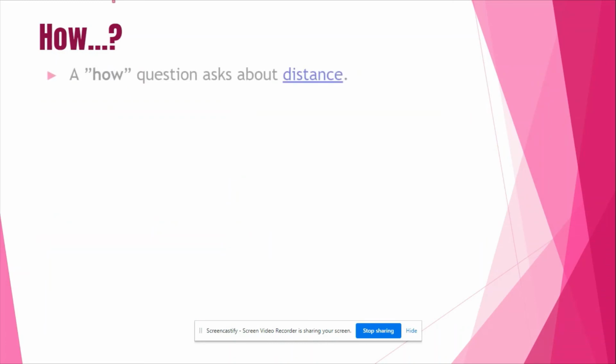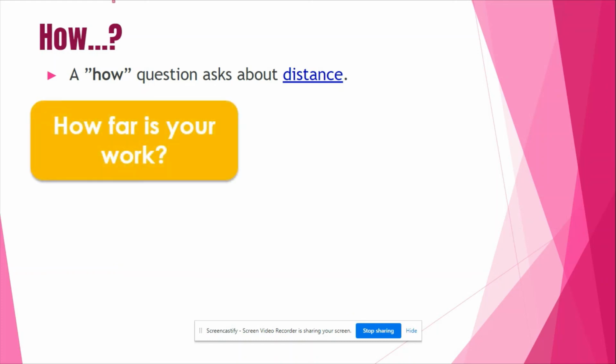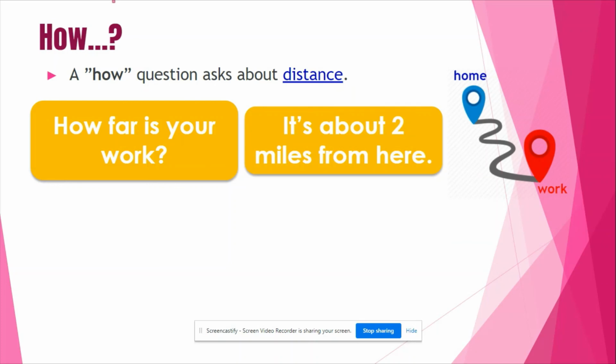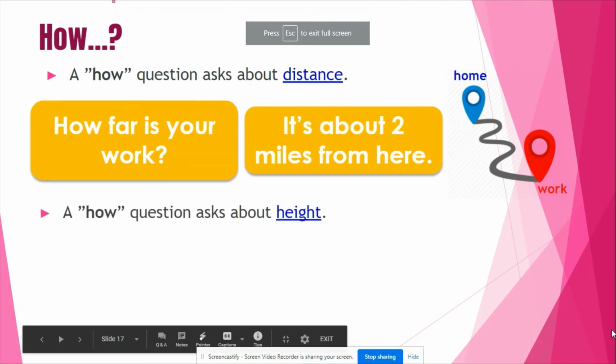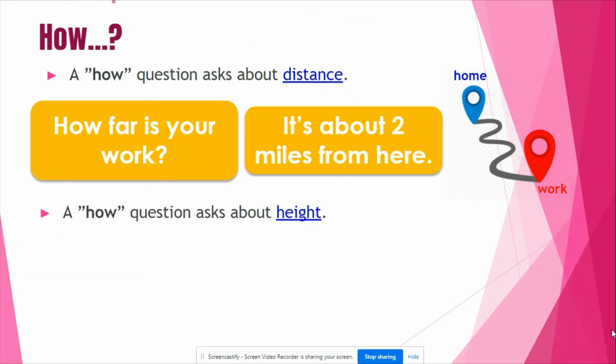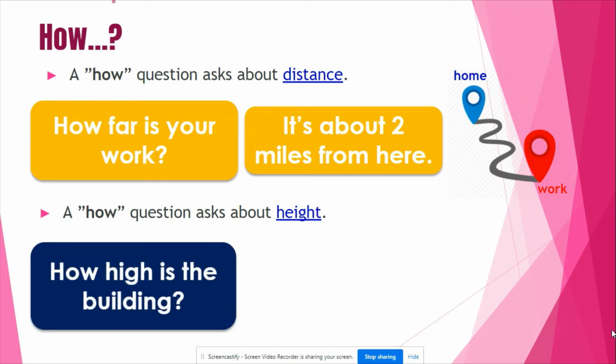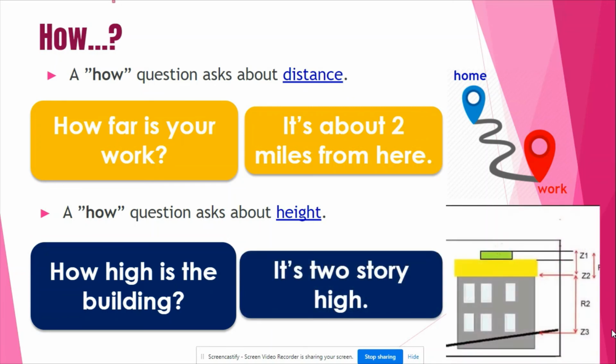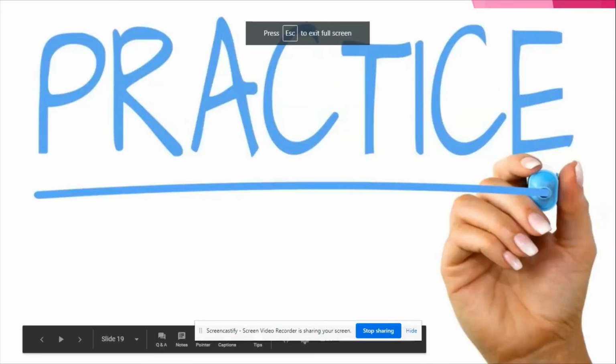We use the word how to ask about distance. How far is your work? It's about 2 miles from here. Lastly, we use the question word how to inquire about height. How high is the building? It's 2-story high. Now it's practice time.